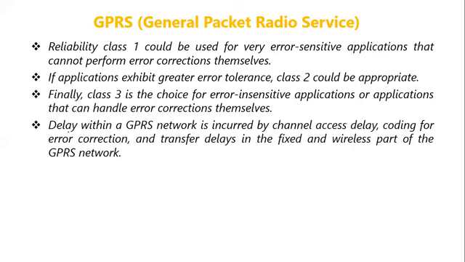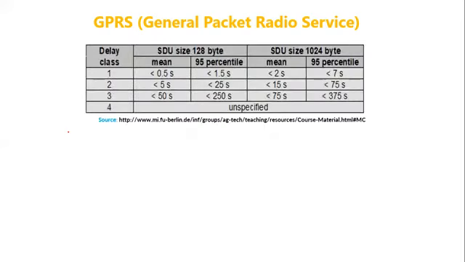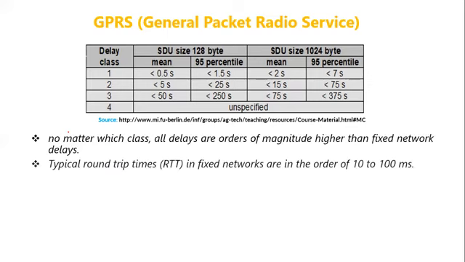Delay can happen because of channel access delay, where the station is unable to access the channel for some reason, or because tasks related to error correction are going on, or because of data transfer delay in the fixed or wireless network. The delay which is introduced by the external network is out of scope. If any delay is introduced by some other source, some fixed network, and the user inside the GPRS experiences delay because of that, it is out of scope because GPRS can't do anything about that.